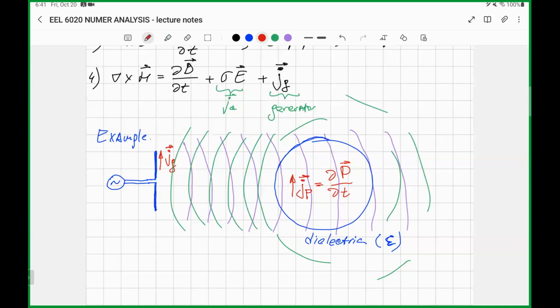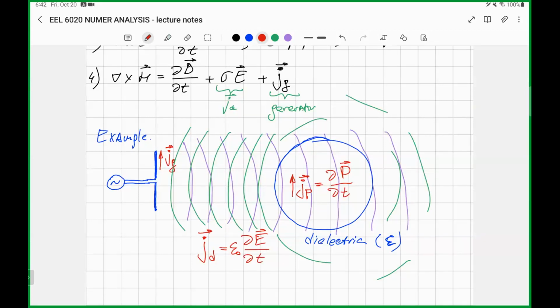And of course, for the field propagating in free space, even in vacuum, as we discussed, we can also assign a particular current to this process, right? It was the displacement current in our discussions, and it's given by epsilon zero times the time derivative of the electric field in free space. So the propagation of the electromagnetic field in free space can also be considered as a current, known as the displacement current.